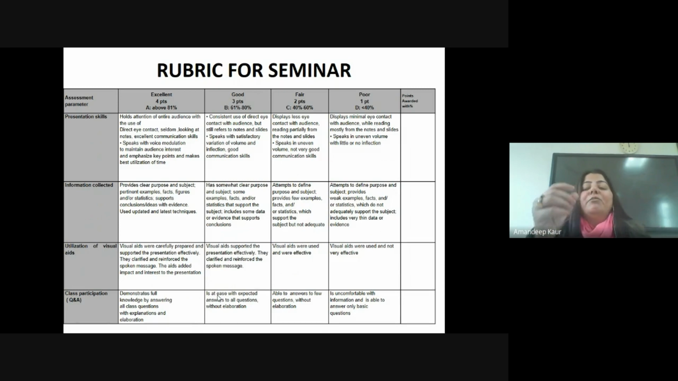But when we say poor, or the student who needs improvement, that student displays minimal eye contact with the audience while reading mostly from the notes and slides, and speaks in uneven volume with little or no inflection. So for every scale, for every activity, we need to give a certain weightage, and the description of those activities must be very carefully defined. Likewise, for information collection, utilization of visual aid, and class participation, the same criteria follow.